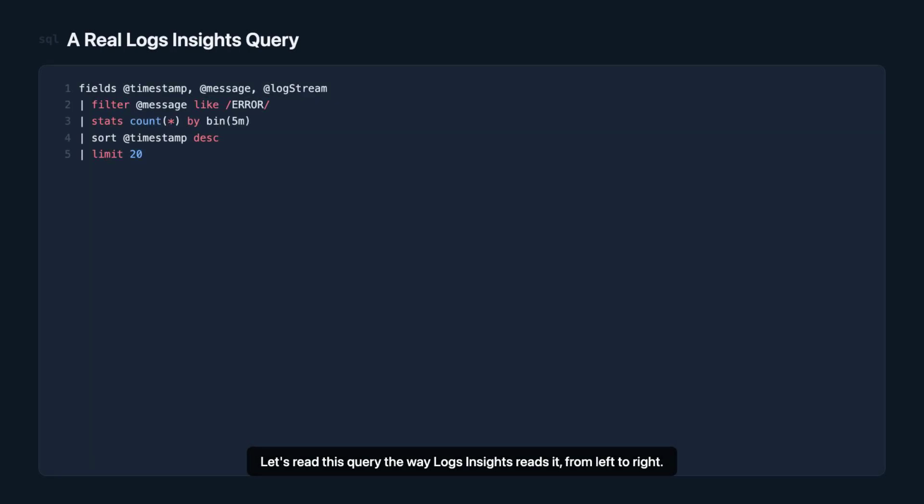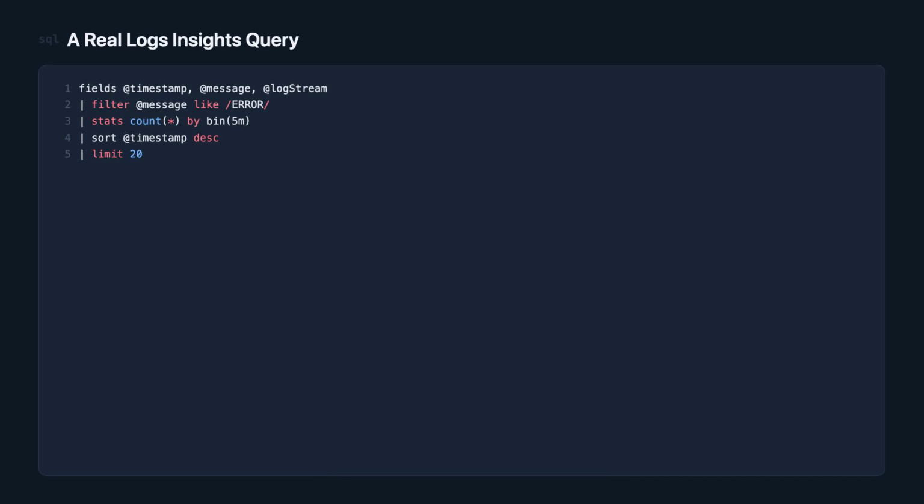Let's read this query the way Logs Insights reads it, from left to right. The first stage, fields, selects the columns we care about. The names starting with the @ sign are built-ins that Logs Insights adds to every log entry, the timestamp, message, and log stream fields, which you can see in the code on screen. The second stage, filter, throws away every message that doesn't contain the word error. The third stage, stats, counts those errors in 5-minute buckets. Then sort orders the buckets by time, newest first, and limit caps the result at 20 rows. 5 stages, 1 pipeline, 1 investigation.